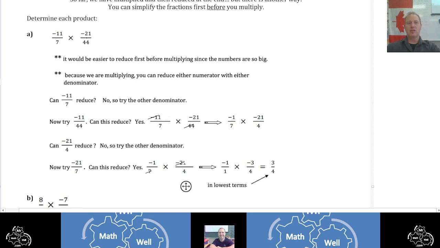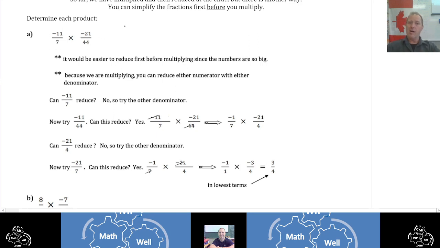In this case, what we see is we have a number like negative 11 over 7 times negative 21 over 44. Now, by themselves, negative 11 over 7, I can't reduce that fraction, nor can I reduce this one. So up and down, top to bottom, I can't reduce it. But I want to show you something.